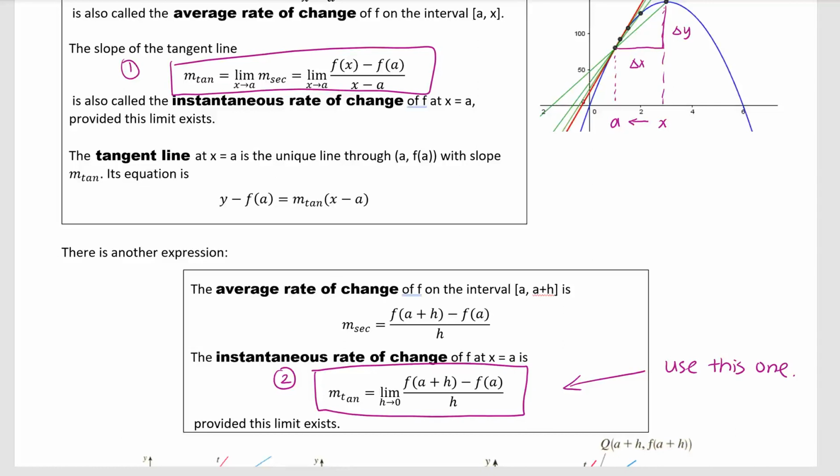Why? Because later on when we learn derivative, the formula is you just replace x in the second formula by x. Then you can get a general formula for the derivative. I want you to be consistent, because I don't want you to find the m tangent using one way and then find the derivative using another expression. I want you to get used to one expression, then you won't get confused. So I will recommend you to use the second expression.